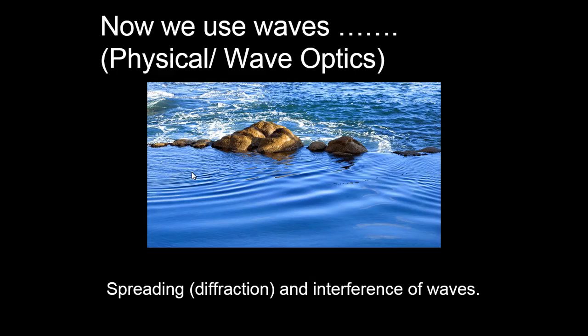Now we are going to use waves. This branch of physics is called physical or wave optics, to explain spreading, which is diffraction, as well as the interference of waves. We can't use ray diagrams to explain these phenomena, so we use waves. As you can see here, when the wave passes through the gap between the two rocks, it starts to spread. Similarly here also, and then you get an interference pattern, as seen in the diagram.